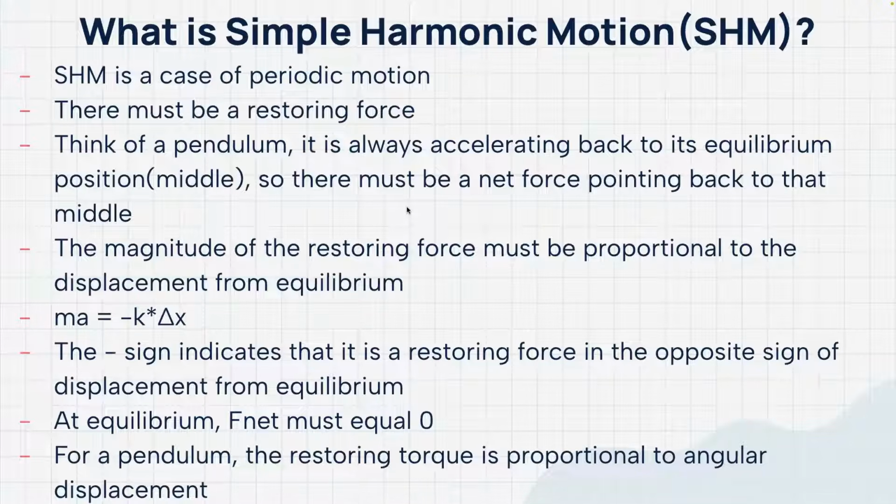So what is simple harmonic motion? Simple harmonic motion is a type of oscillation, and an oscillation just refers to something sort of going out of position, coming back into position. Think of it intuitively. SHM, simple harmonic motion, is a case of periodic motion. So there always must be a restoring force. Think of a pendulum. It is always accelerating back to its equilibrium position, which is the center. So there must be a net force pointing back to that center. The magnitude of the restoring force must be proportional to the displacement from equilibrium for it to be simple harmonic motion.